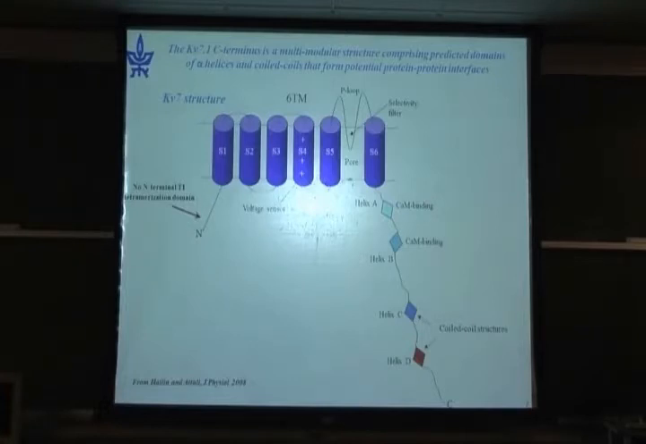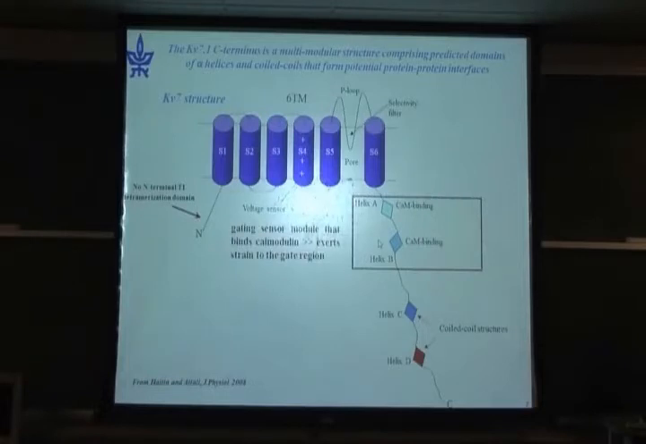And for example, we have in the proximal domain of the C-terminus two alpha helices, helix A and helix B, which are kind of a gating sensor module that binds calmodulin and which plays a very important role in the folding of the C-terminus and probably also trafficking and a bit of gating. We'll see it later in the results.